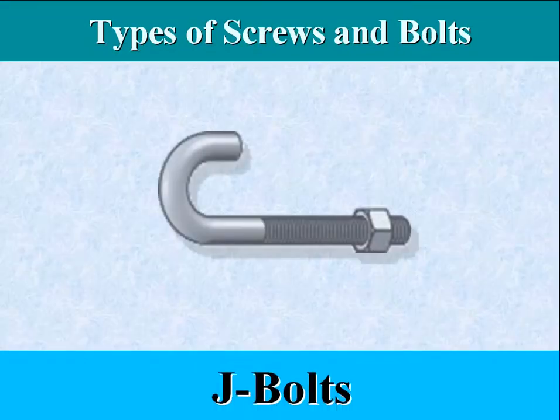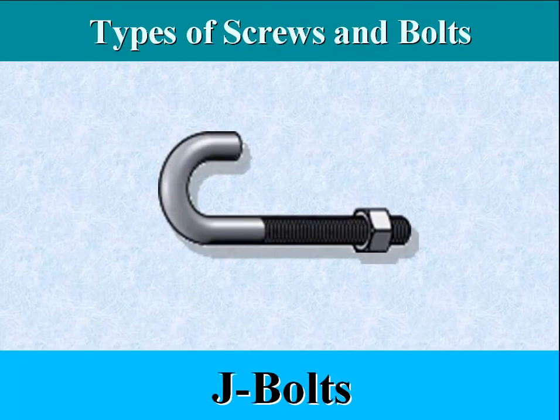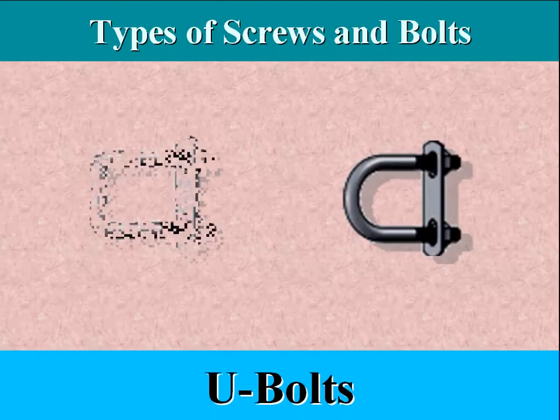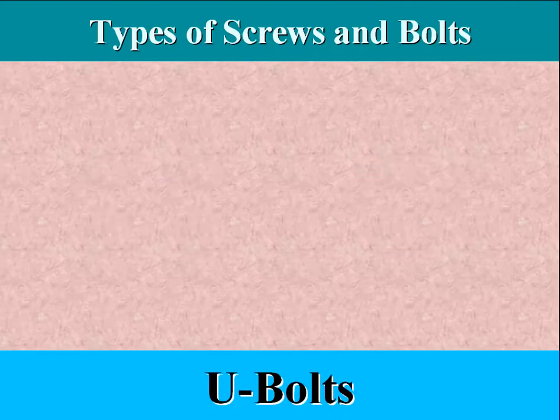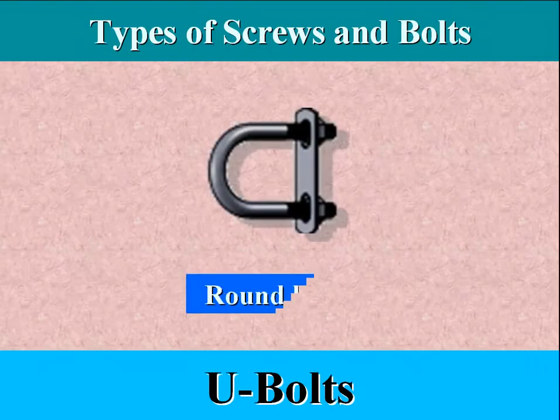J-shaped bolts are used for tie-downs or as an open eye bolt. Bolts in U-shape are used for attaching to pipe or other round surfaces. Also available with a square bend.